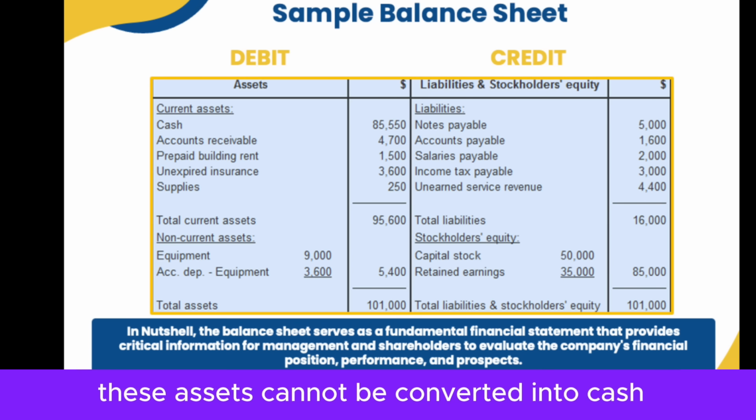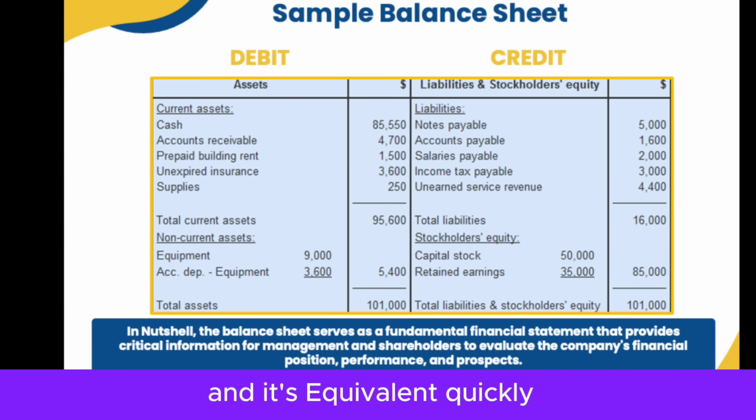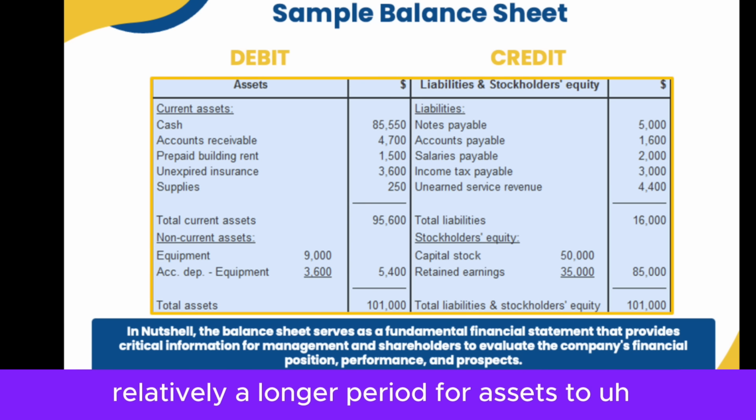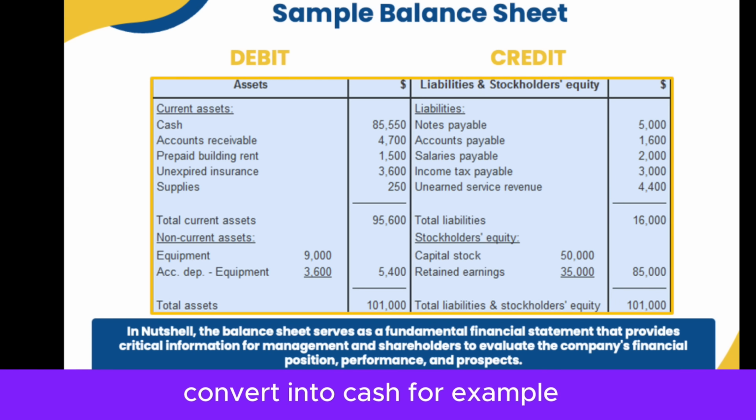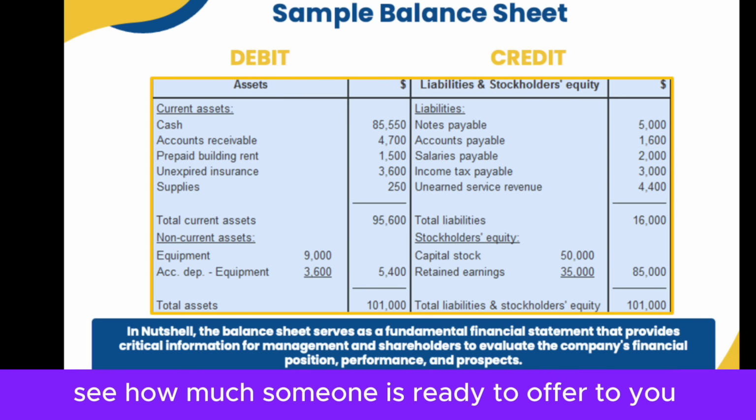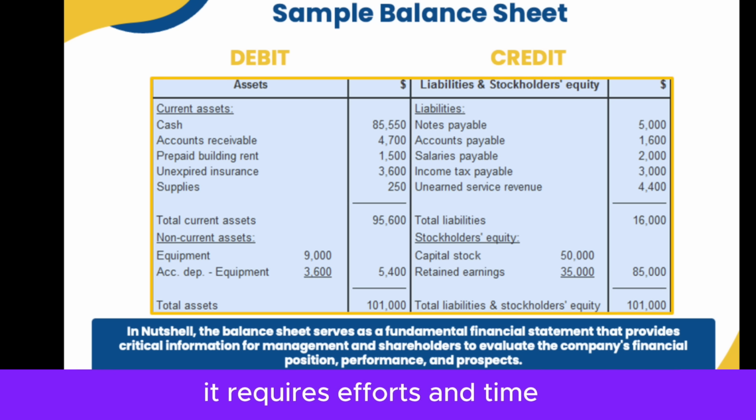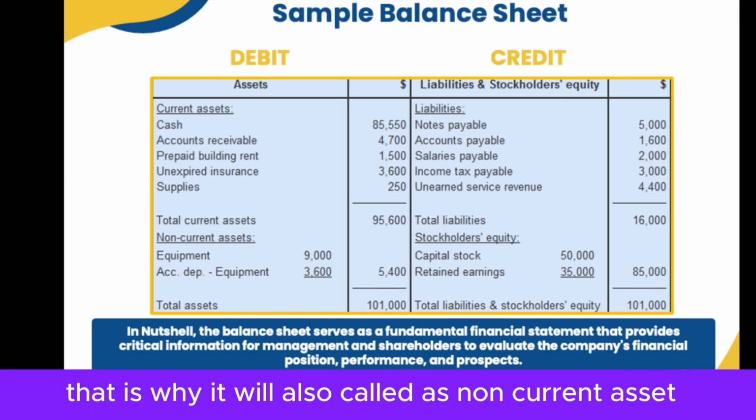Remember one thing, these assets cannot be converted into cash and its equivalent quickly. It takes a relatively longer period for assets to convert into cash. For example, if you go and sell your vehicle, it cannot be sold instantly. You need some time to assess the market value, see how much someone is ready to offer you. It requires efforts and time. That is why it is also called non-current assets.